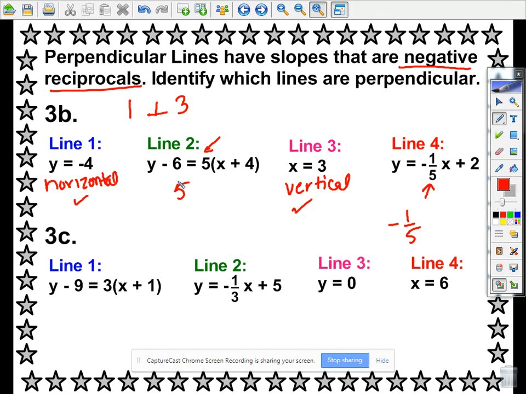If I wanted to make 5 a fraction, I would put it over 1. 5 over 1 is the reciprocal of 1 over 5. This is positive, this is negative, so these are negative reciprocals of each other. So 2 is perpendicular to 4. All right, let's do... Why don't you pause here? You can try these, and then we will come back and see if you got the right answer.